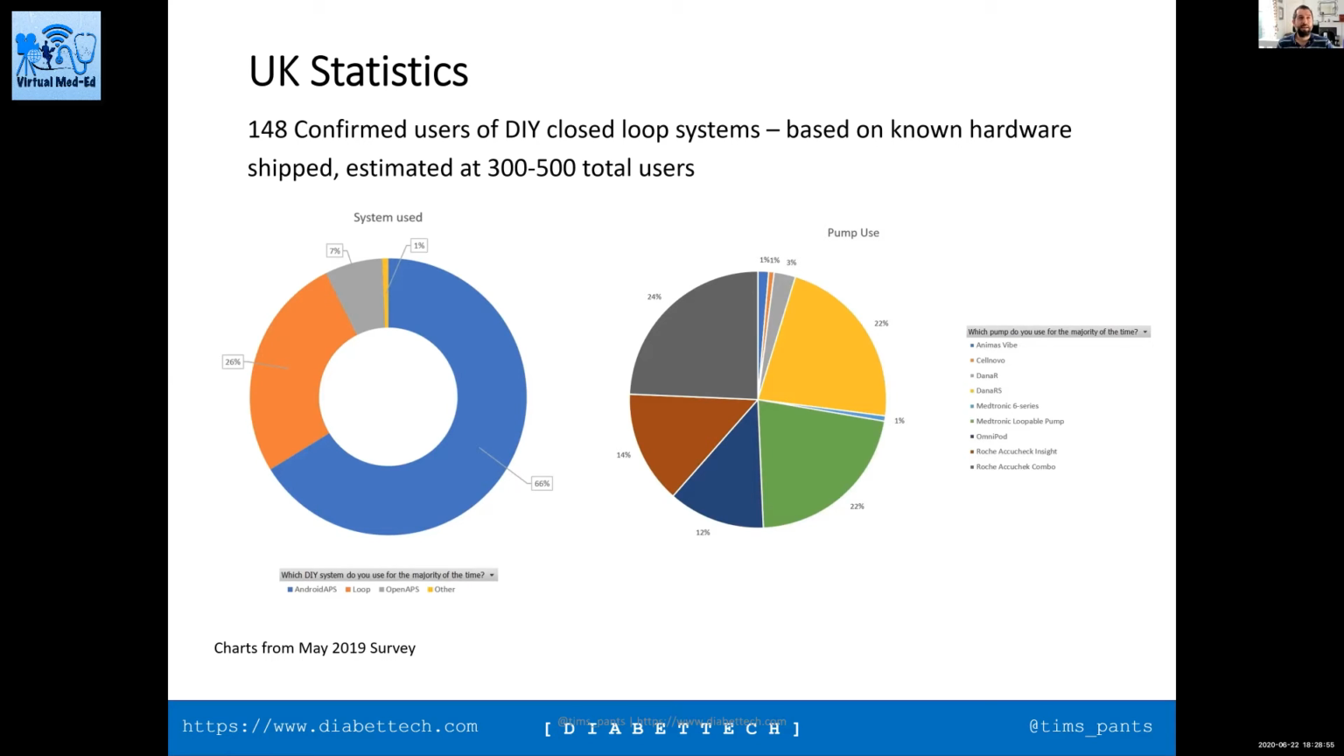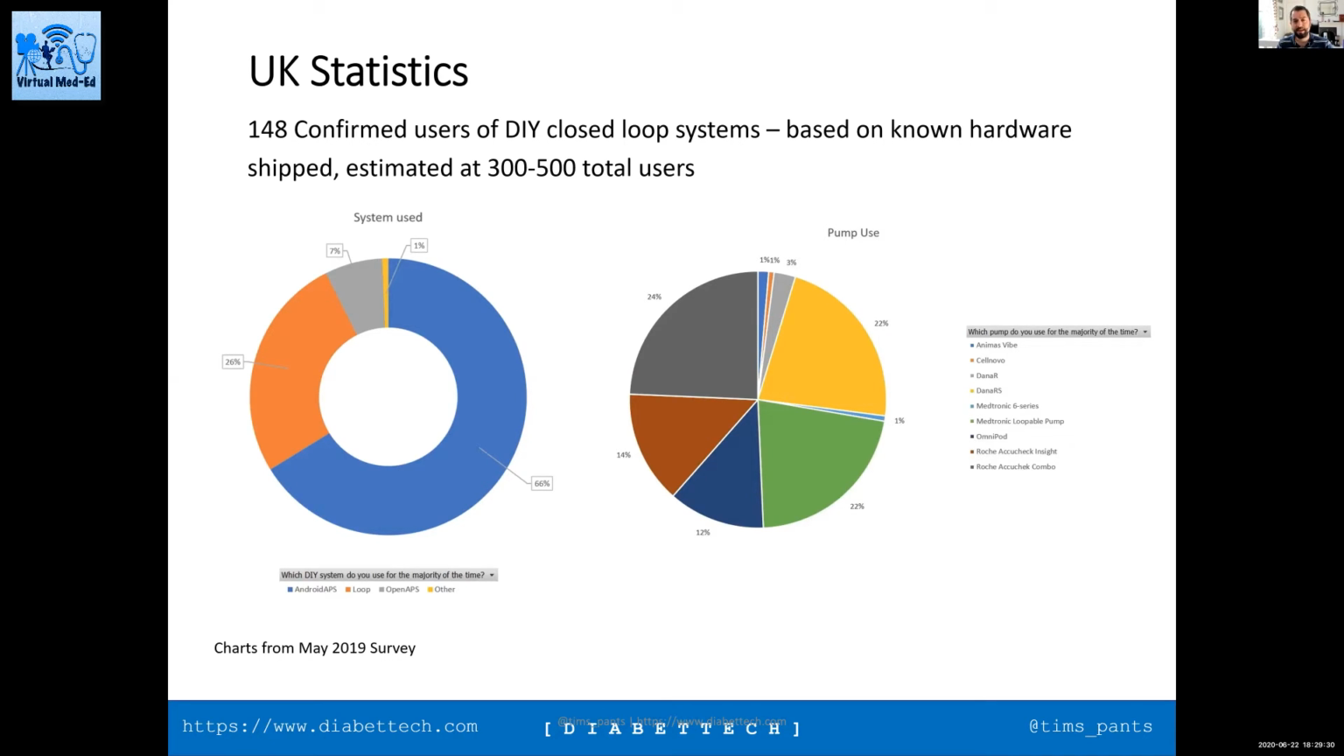And that was 148 responses, which, based on what we know about hardware shipments and what we know about users of the various systems, at the time we estimated was around a third of the overall users. Obviously, since then, those numbers will have increased. And at the time, Android APS accounted for approximately 2/3 of the users, with Loop accounting for roughly a quarter, and then OpenAPS just about everything else.